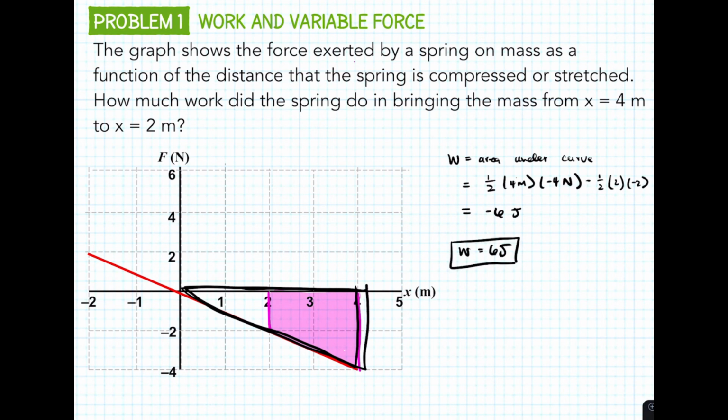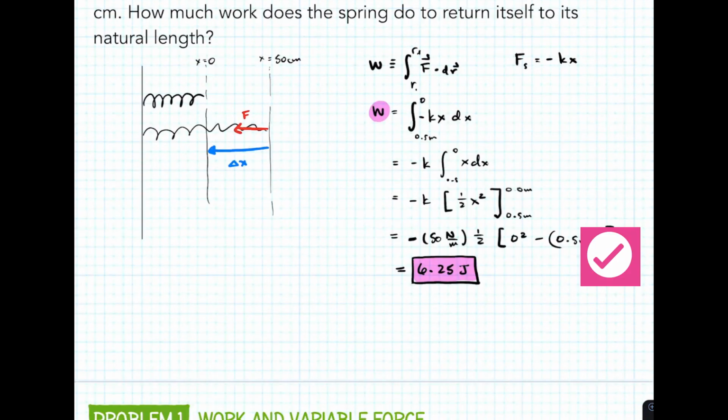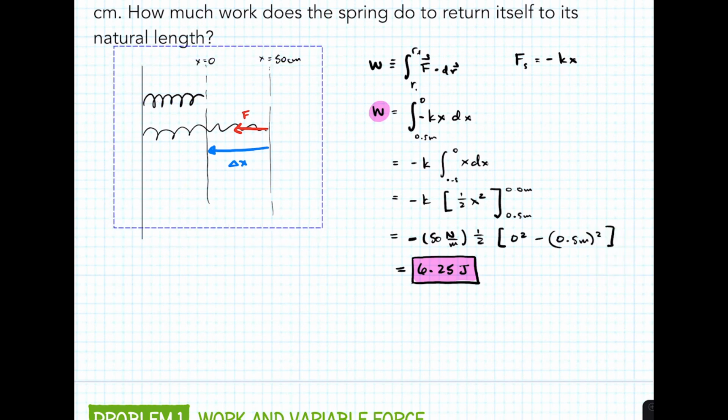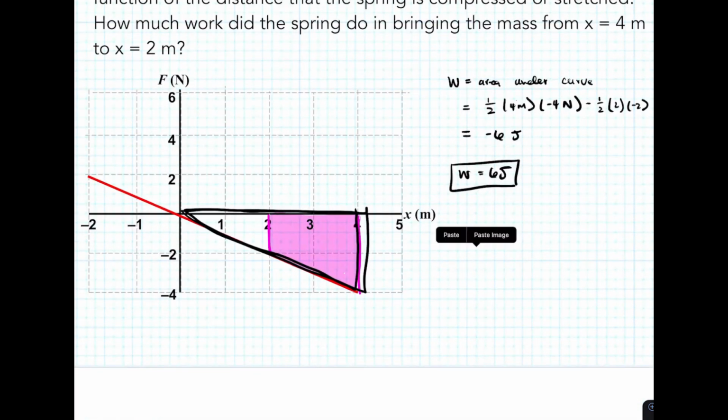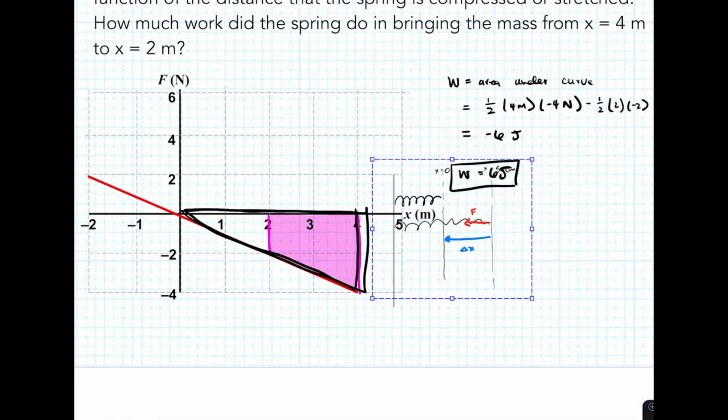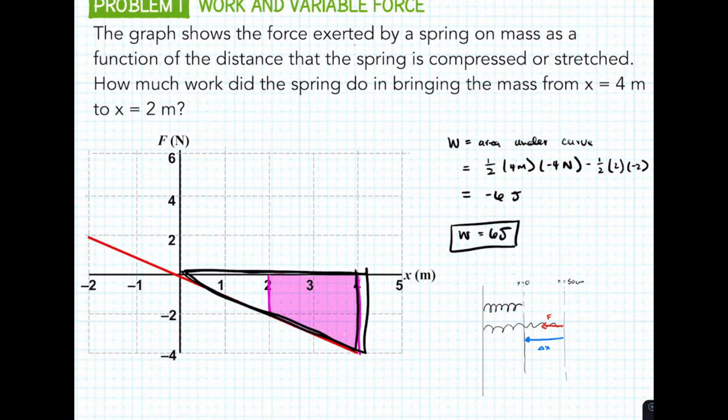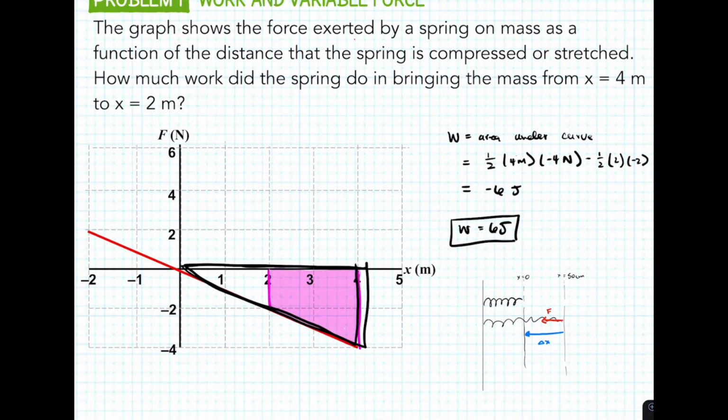Okay? And part of the reason for that is that the picture looks just like this. Okay, it's the same picture as before. The only difference is this is going from, this would be 4, and then we'd have some other distance here, x equals 2. Okay? Any questions about this?